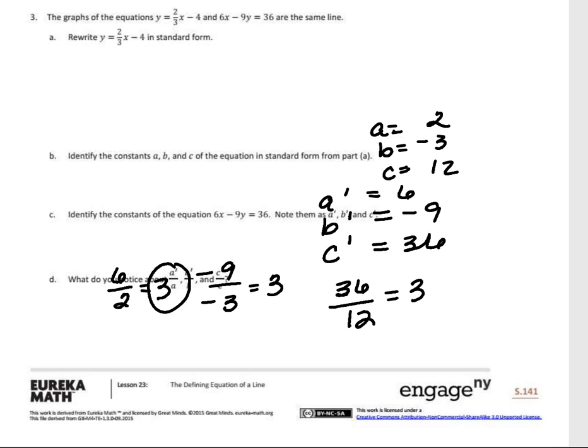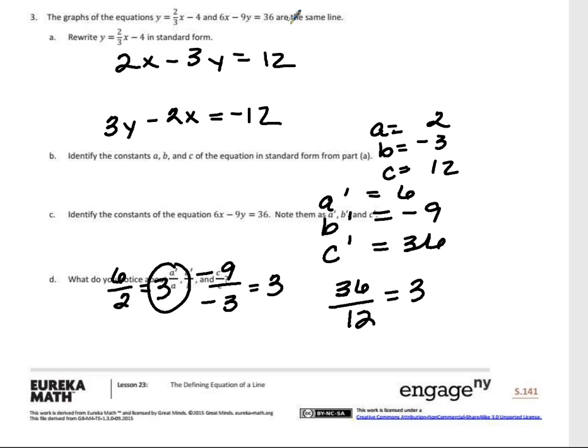Where we already did multiplied by 3, we wrote it in standard form. So we had 3y minus 2x equals negative 12, right? Yep, and then we were in the wrong order, so we had to switch those. So, we had 2x minus 3y equals 12.